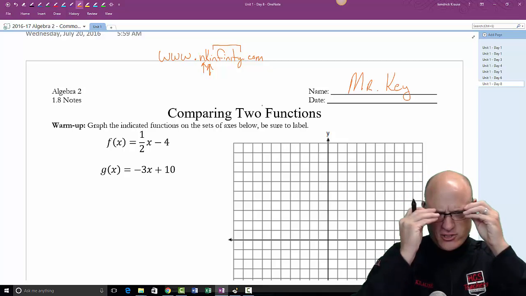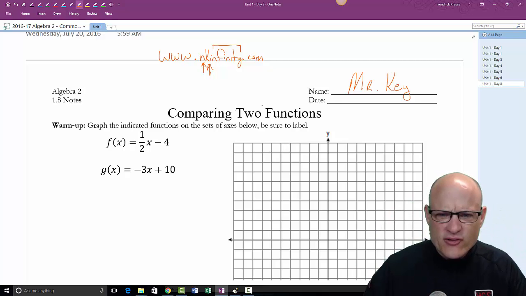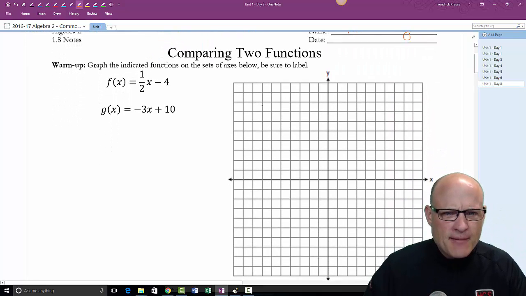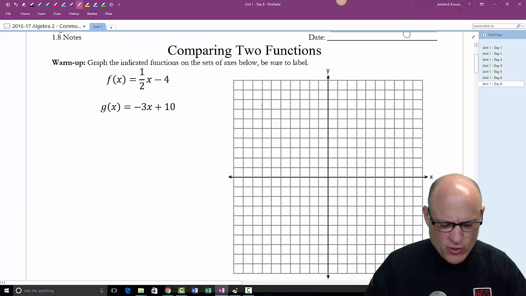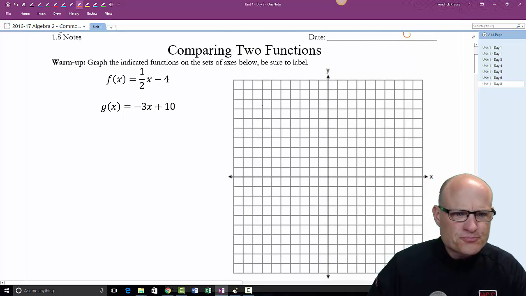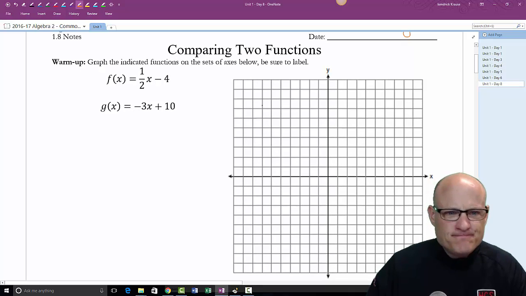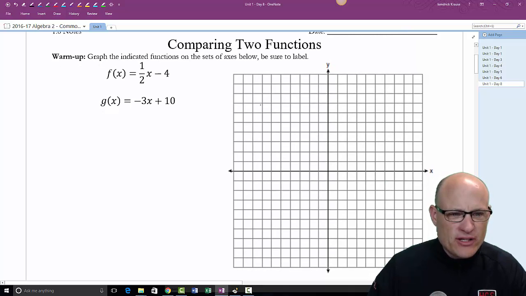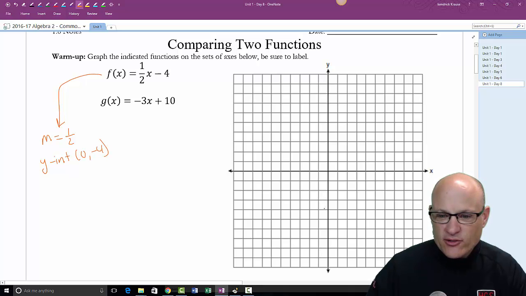All right, hopefully your teacher or you have given this assignment out. We're going to go over it, take some notes with it, see how we do, and then we'll move on. This first one is really quite simple, a little 9th grade warm-up. I'm asking you to graph these two things. You see that the slope is 1/2. You see that the y-intercept is (0, -4). We'll graph that, (0, -4).